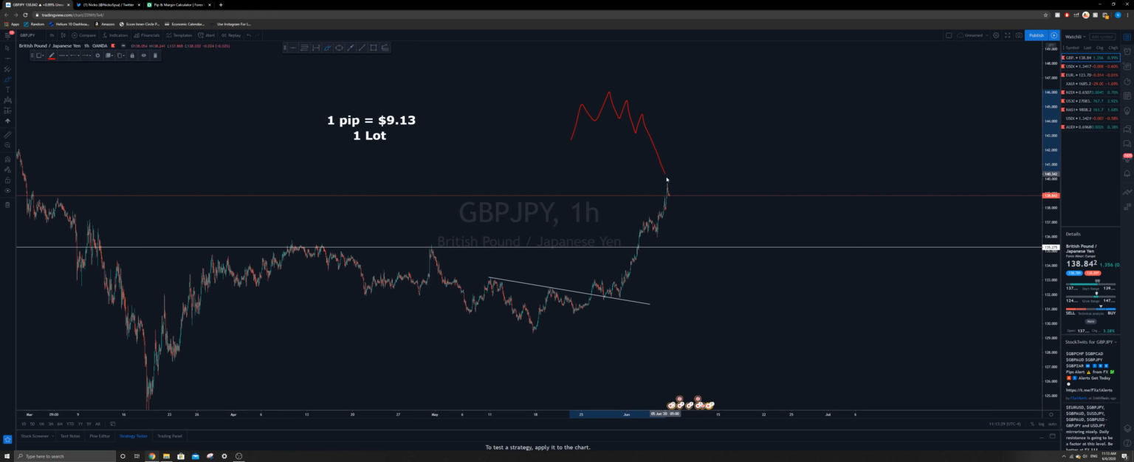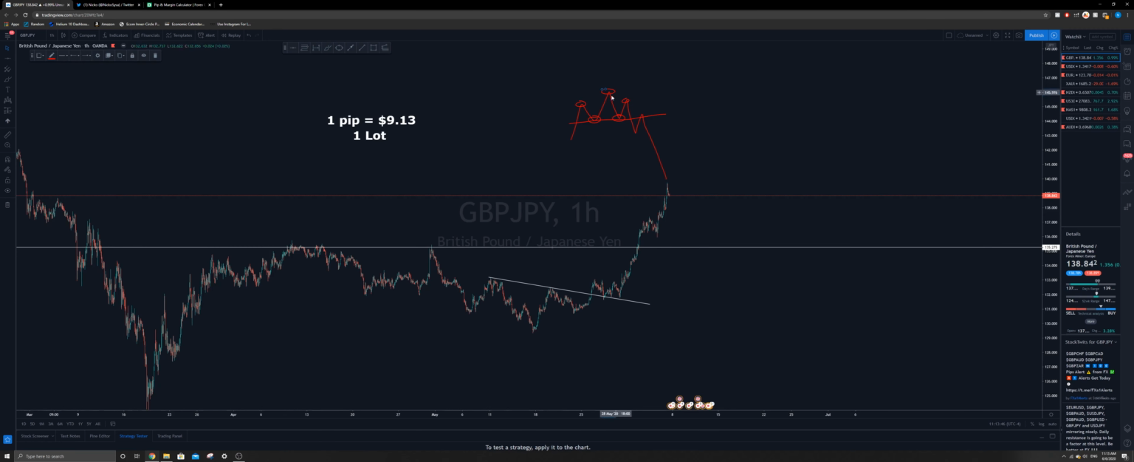We wait for that break and retest, okay? So neckline. This would be our neckline, okay? And this would be our break, retest, and break of that break and retest, okay? Left shoulder, right shoulder, head. All right, perfect.